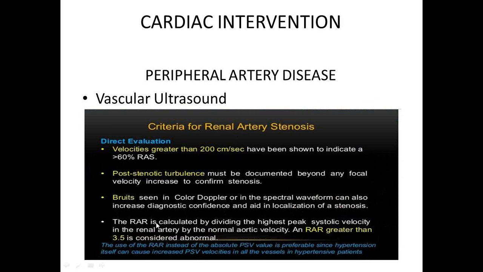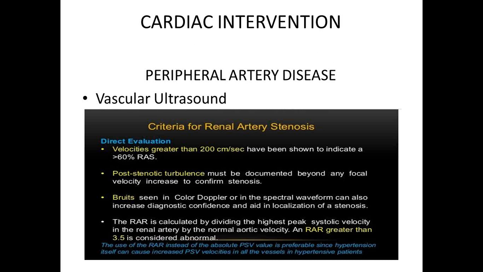For the renal artery, we calculate what we call the RAR, okay? The RAR is calculated using the peak systolic velocity in the renal artery, divided by the peak velocity in the normal aorta. So you do your Doppler in the renal artery and get your peak systolic velocity. Then you do your Doppler in the normal aorta and get that peak systolic velocity. The peak systolic velocity in the renal artery divided by the peak systolic velocity in the normal aorta, that's what we call the RAR. And if that's greater than 3.5, then it suggests you have a stenosis greater than 60%.